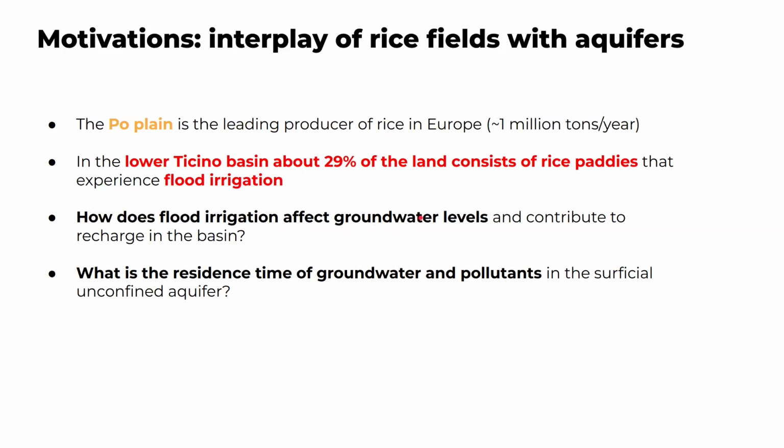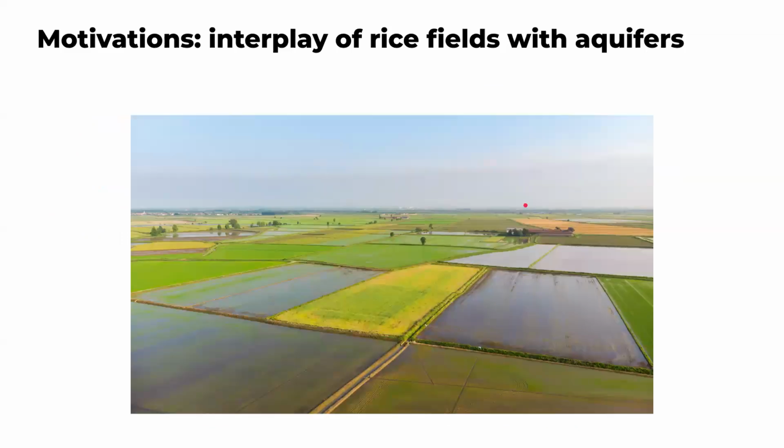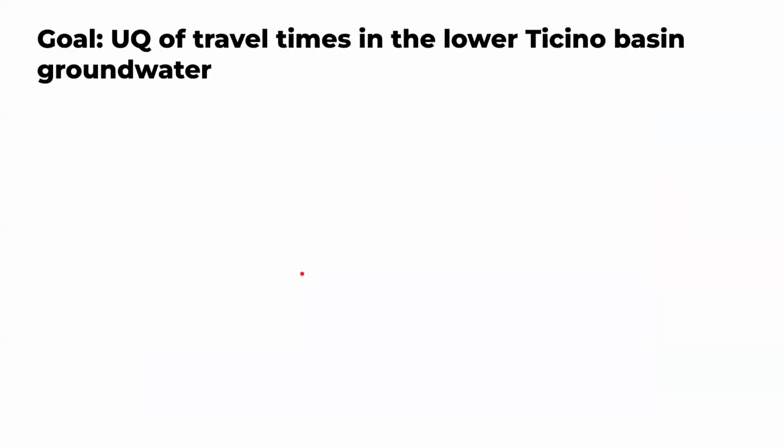This is a picture of the Po plains during flood irrigation. You see it's definitely an important part of the landscape. This is another picture, and these rice paddies get flooded from May to September. So you can imagine that they contribute a lot to the dynamics of the aquifer. What we want to do in mathematical terms is uncertainty quantification of travel times in the lower Ticino basin.